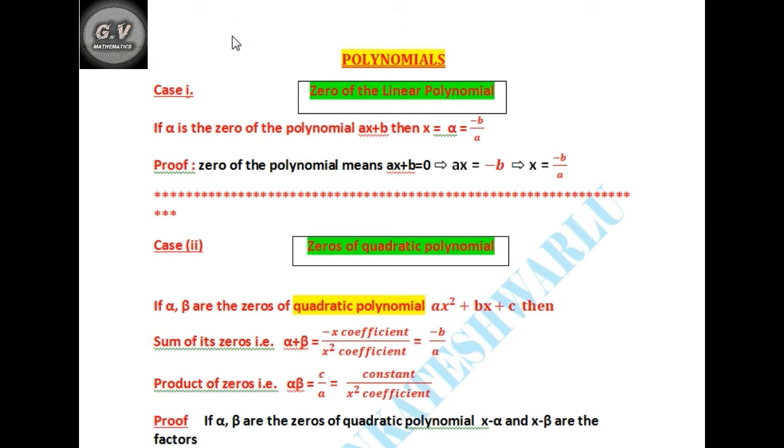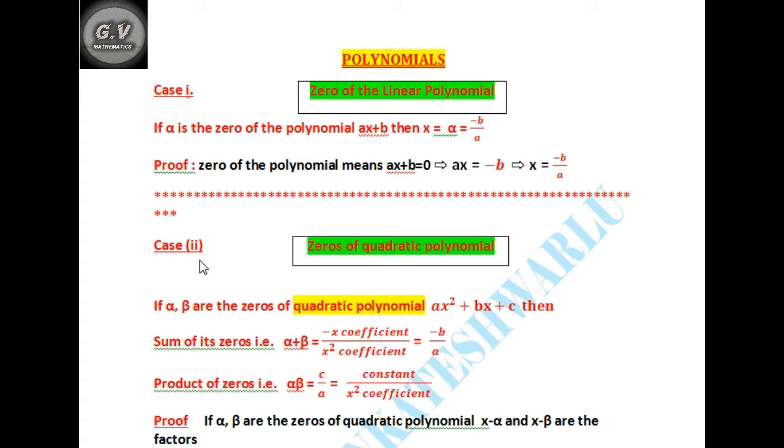In the first case, deriving the relation between zeros and coefficients of the linear polynomial, and in case number 2, deriving the relation between zeros and coefficients of quadratic polynomials. In the third case, the same for the cubic polynomial. Finally, in the fourth case, we are going to discuss deriving the relation between zeros and coefficients of the biquadratic polynomial, that is, the fourth degree polynomial. We will also discuss some more problems.